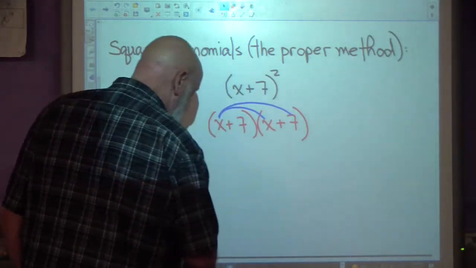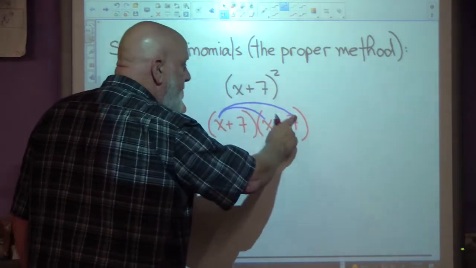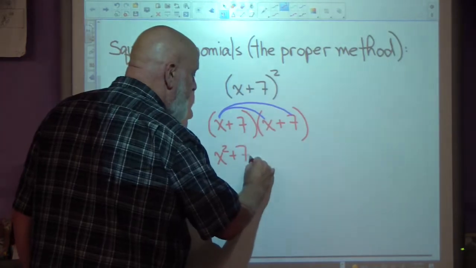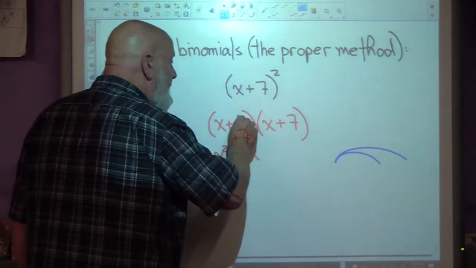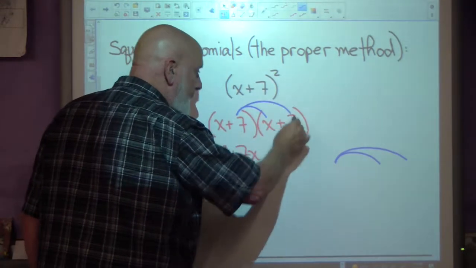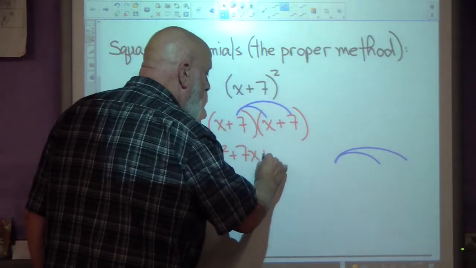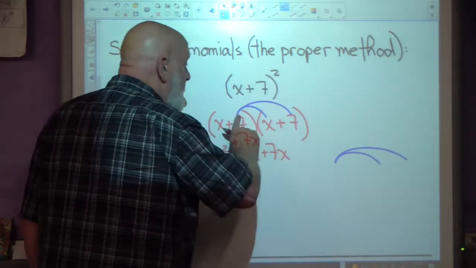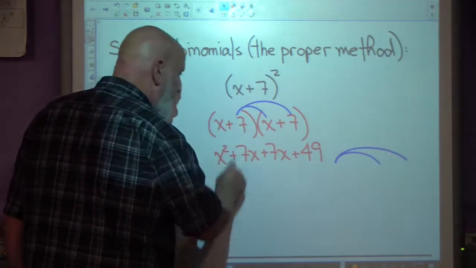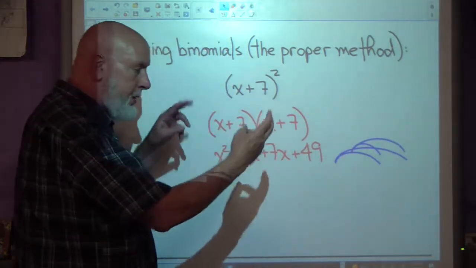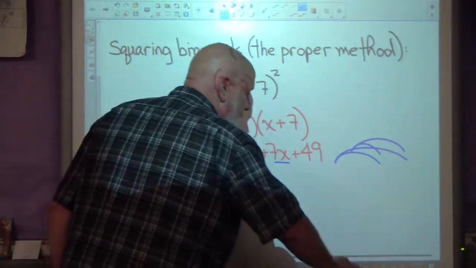And x times x is x squared, and x times positive 7 is positive 7x. Now I'm going to take this term and do the same thing. We'll take that 7 and I'm going to distribute it. Positive 7 times positive x is positive 7x. And 7 times 7 is 49. And once we've done that distribution, once we've FOILed it, so to speak, we then go to combine any like terms, if there are any. And there are in this case.